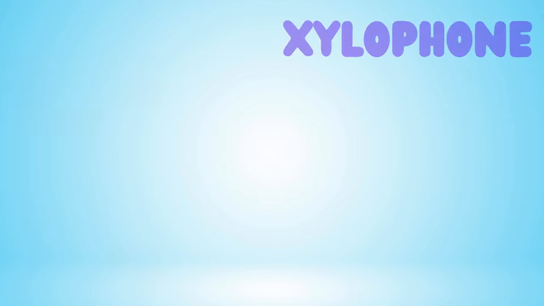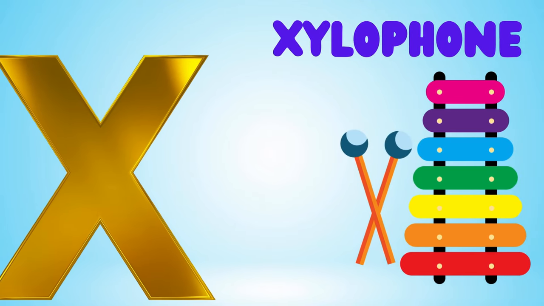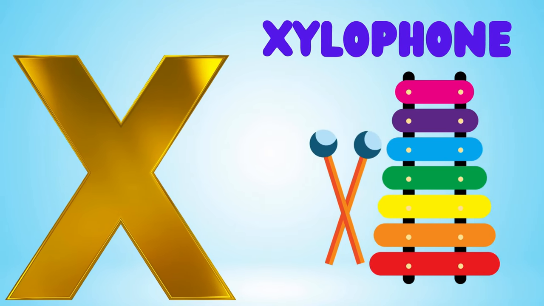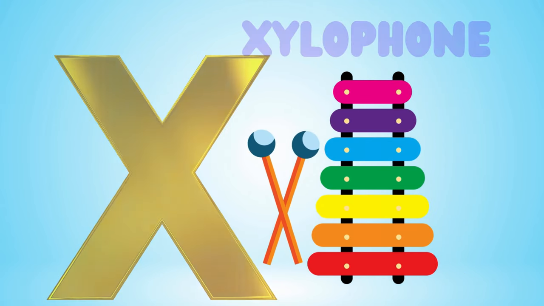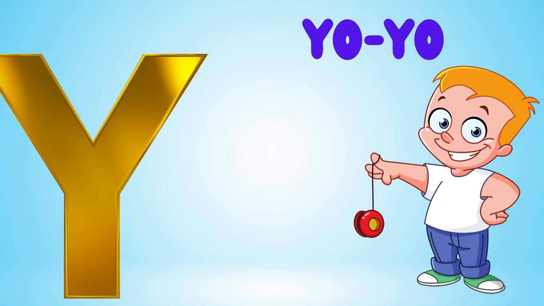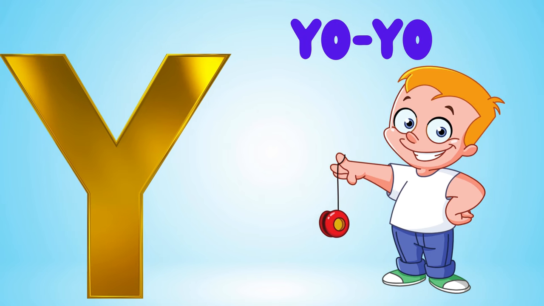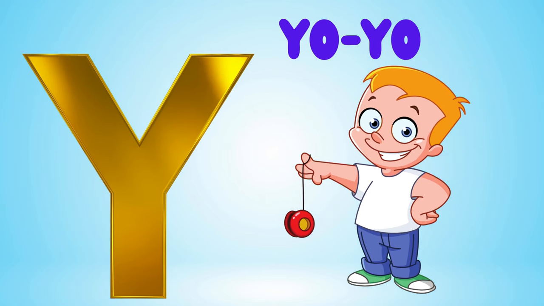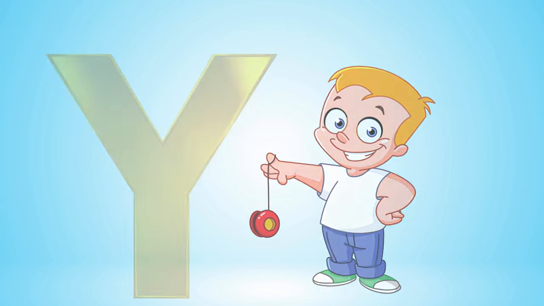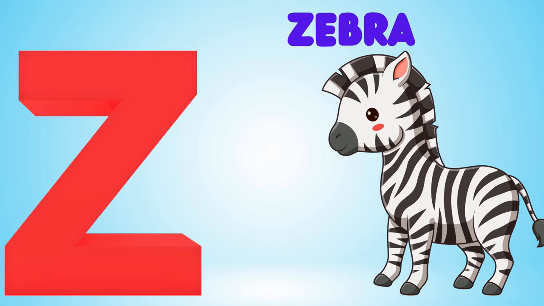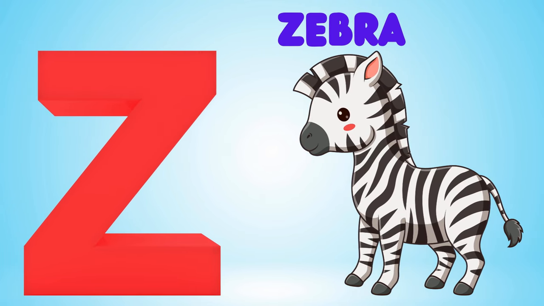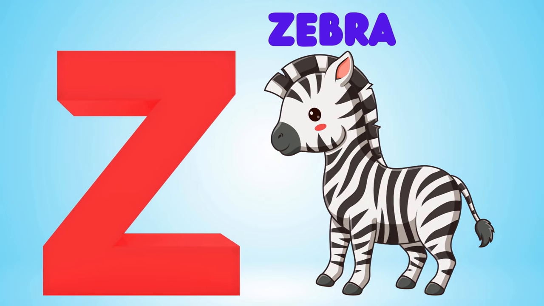W is for whale. W, w, whale. W, whale. X is for xylophone. X, x, xylophone. X, xylophone. Y is for yo-yo. Y, y, yo-yo. Y, yo-yo. Z is for zebra.